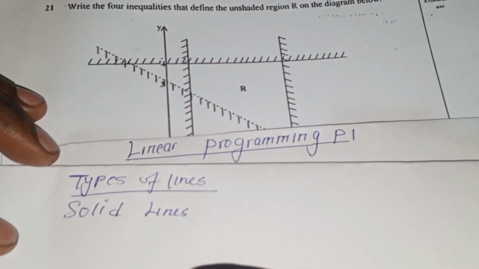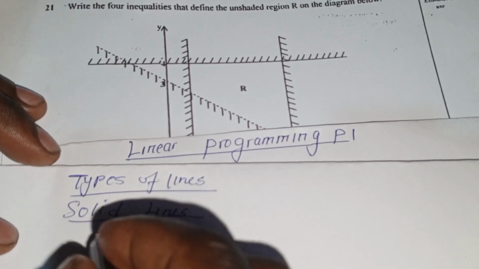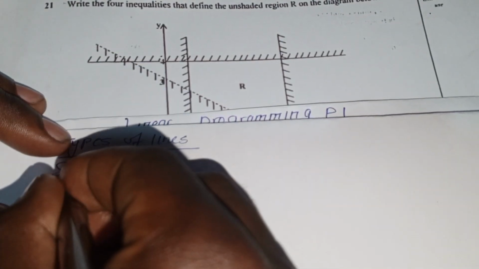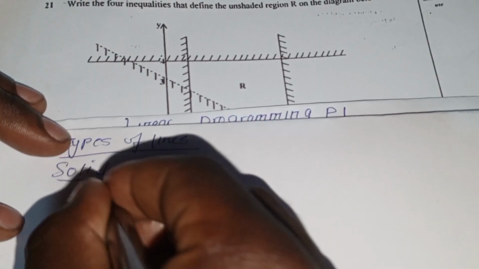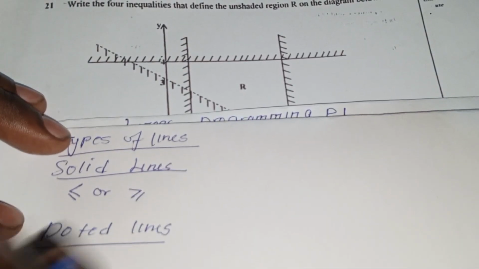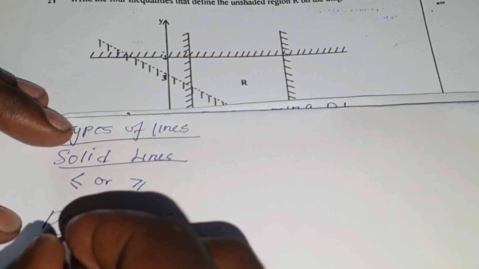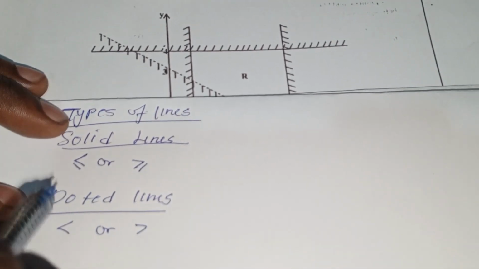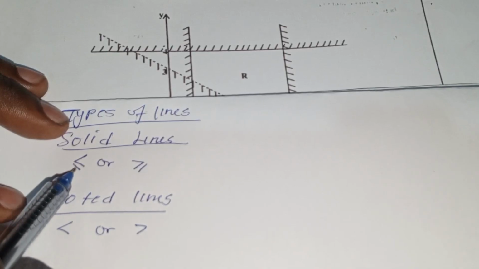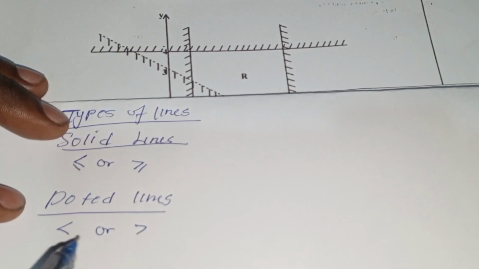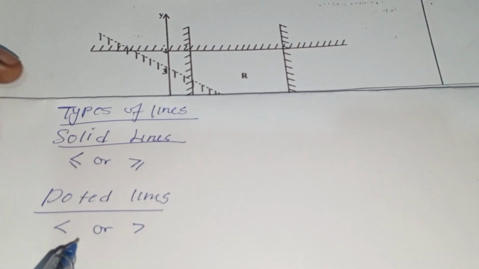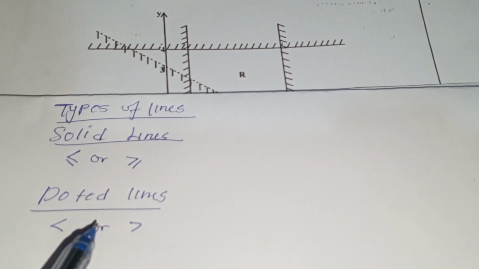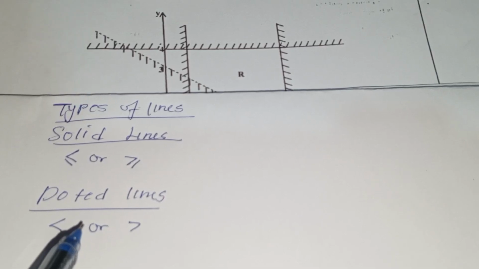Now what you need to understand is that in solid lines we use 2 inequalities, which are less than or equal, or greater than or equal. Then in dotted lines we use less than or greater than. The difference is that in solid lines we are having the equal, while in dotted lines we just go direct, either less than or greater than. That's the key you need to take note of here.